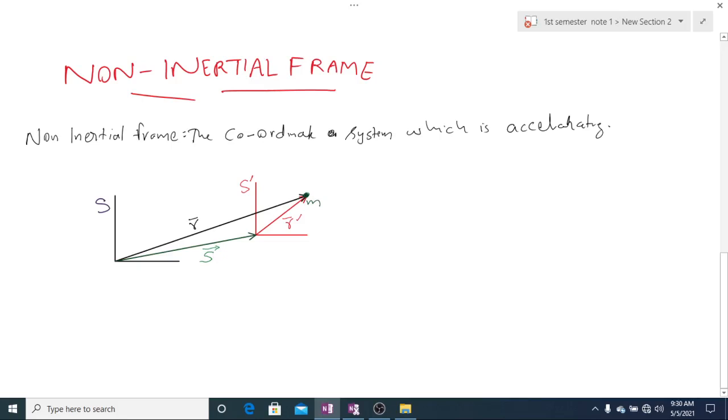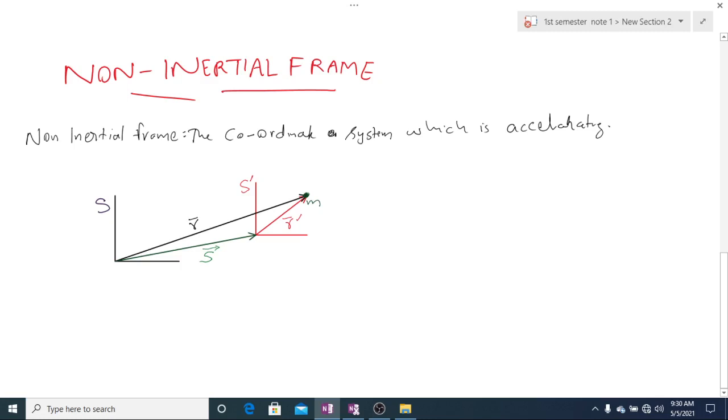Now we are going to discuss non-inertial frame. Non-inertial frame is just opposite to inertial frame. If a frame of reference or a coordinate system is accelerating, we can say it is non-inertial frame.